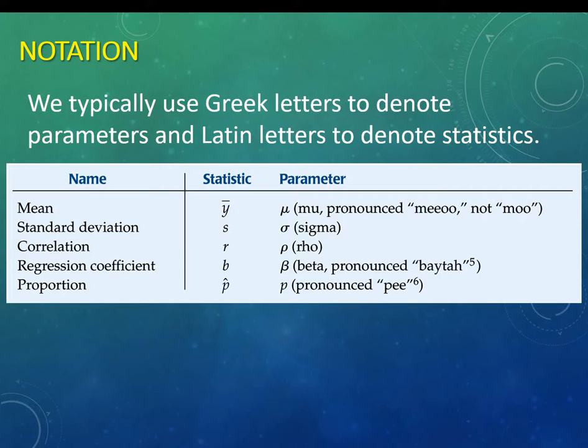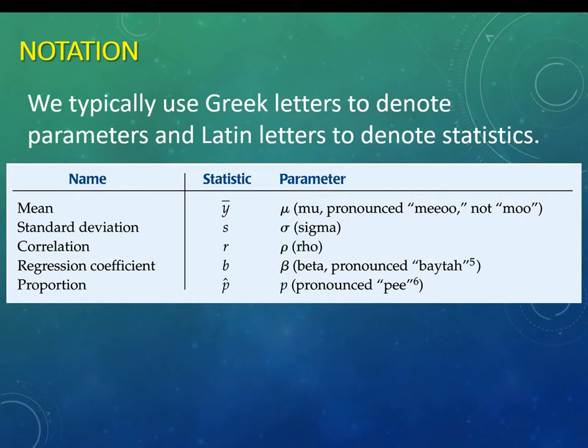And then proportion. Proportions look very similar from the statistic to the parameter. This is called a Y bar for mean. For proportions, that is a P hat. Quite literally, P hat. That is the name for that little caret symbol over the top. And just in case you didn't know how to pronounce P, it's P.